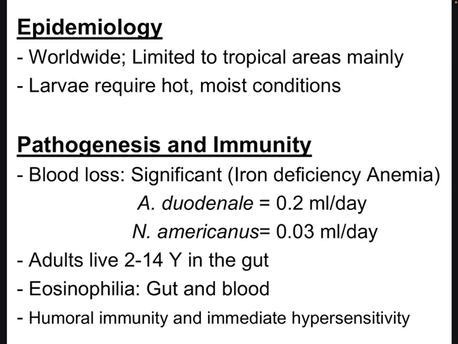Adult worms can live a long time, 2 to 14 years. So the worm lives to this age and causes blood loss in these amounts, multiplied by the number of worms. So it can lead to severe anemia. Eosinophilia in the gut and in the blood, and humoral immunity and immediate hypersensitivity. Immediate hypersensitivity due to what? Due to the pulmonary cycle.